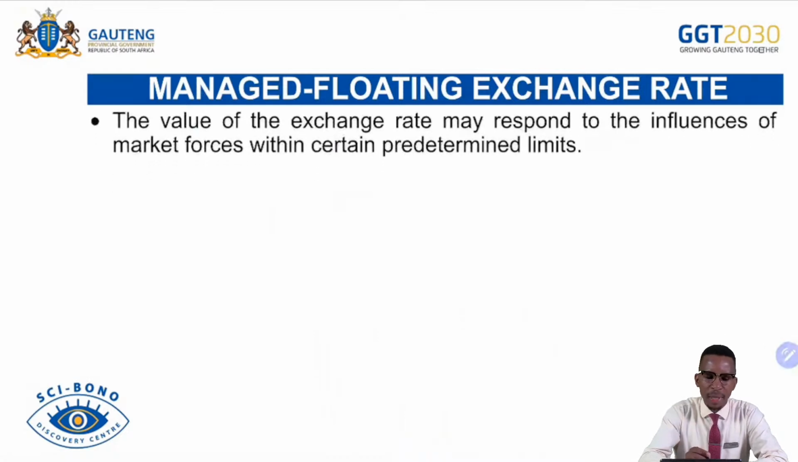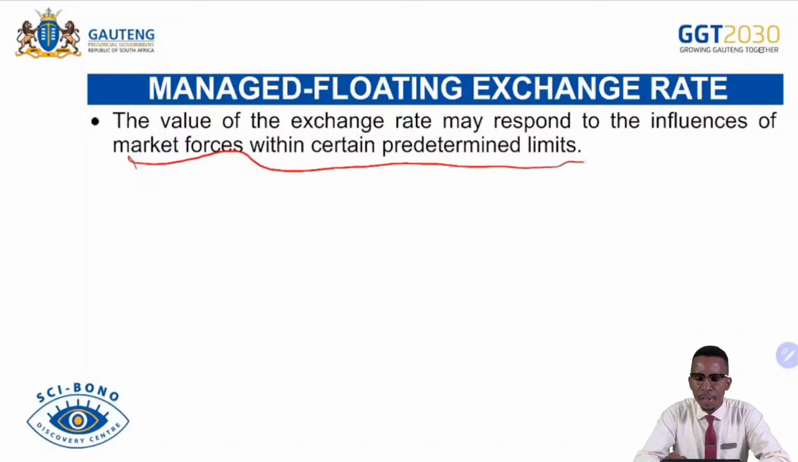And then we talk about the managed floating or controlled exchange rate. So the value of the exchange rate may respond to the influences of market forces within certain predetermined limits. So that's when the state intervenes by predetermining some limit of the exchange rate. So it can maybe say the rand to the dollar can appreciate up to 7 rand, can depreciate up to 12 rand, nothing above 12, nothing below 7. In that case, that means the currency can appreciate and depreciate, but within limits. It is controlled, it is managed.